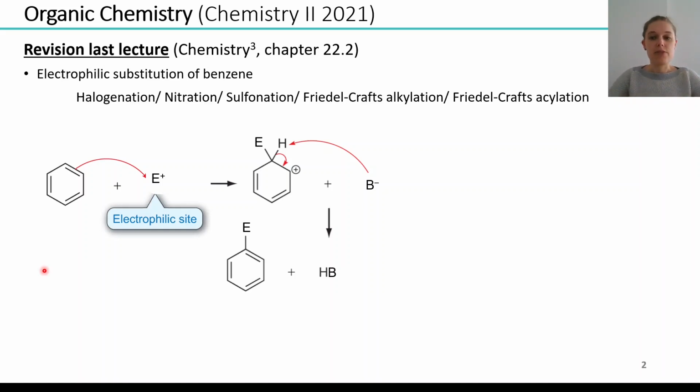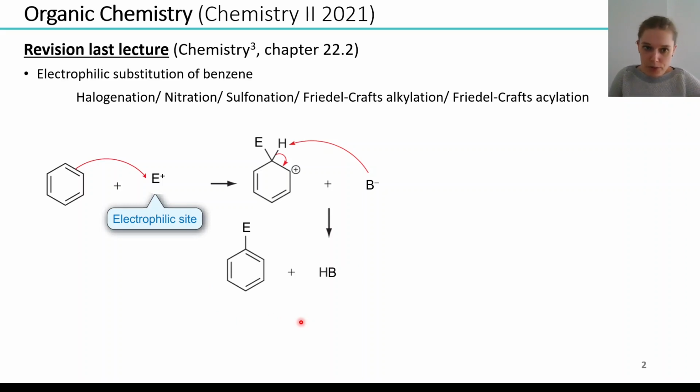Very generally, in an electrophilic substitution reaction, benzene acts as a nucleophile and therefore attacks an electrophilic site in the first step. Hereby, a non-aromatic carbocation is formed. Then, in the second and faster step, this non-aromatic carbocation gets deprotonated and we end up with the substituted benzene. The driving force for the second and faster step is the regeneration of the aromaticity of the benzene ring. Hence, in an electrophilic substitution reaction of benzene, the hydrogen atom on the ring is replaced by an atom or a group.